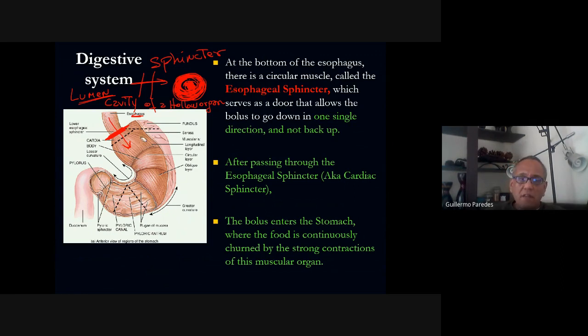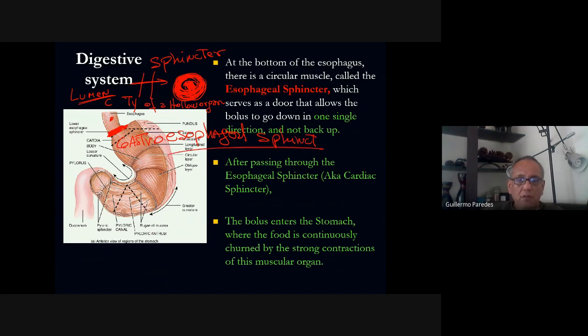So we have sphincters in the transitions of organs. Here we have the esophagus, and this is the stomach. The transition between the esophagus and the stomach is going to be a sphincter. We have two sphincters there, but I'm going to mention one, because the lower and upper we don't care about. This sphincter is called the gastro, and gastro means stomach, so it is called the gastroesophageal sphincter.